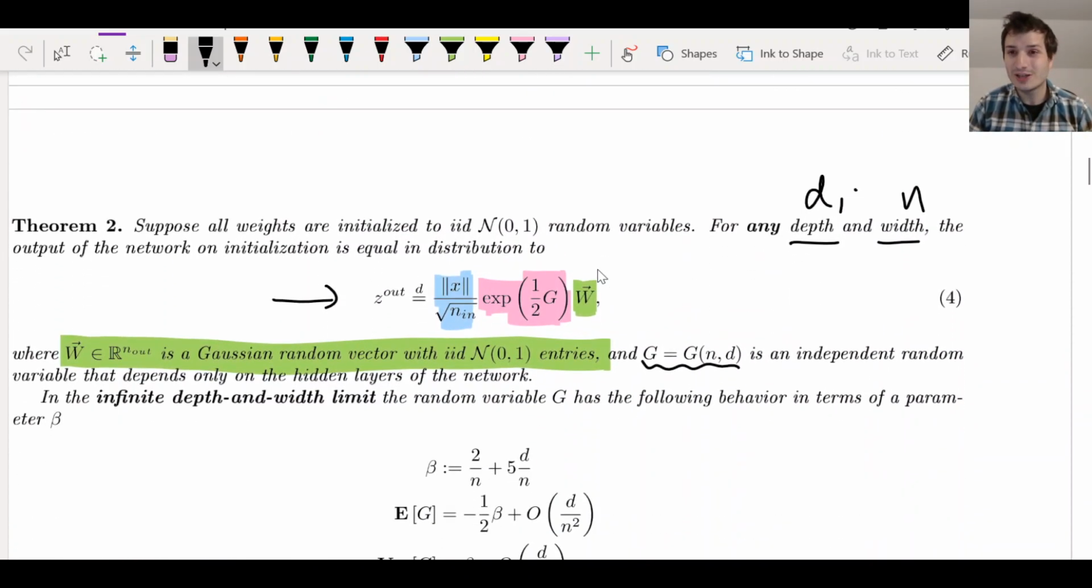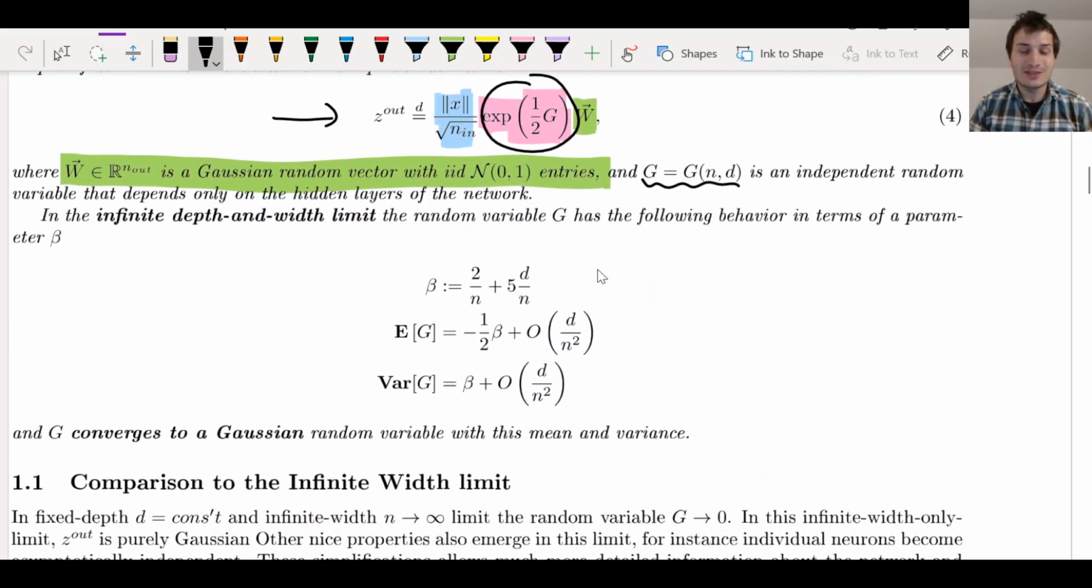And all of the magic, all of the interesting depth and width stuff is contained in this e to the 1/2 g, and that only depends on the hidden layers of the network. So that is a fact, and that'll be proven as we go on. The super interesting part is what happens to this random variable g, this scalar that multiplies the whole network. And here's the statement.